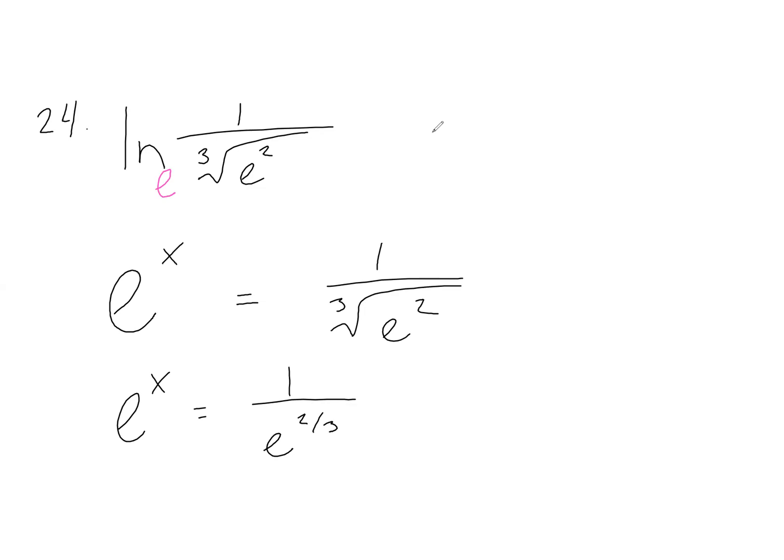And then I'm also going to move my base across the fraction line. And when you move the base across the fraction line, your exponent becomes negative 2/3 instead of positive 2/3. And then in that case, x is negative 2 over 3. And then, let's see, 32 is our next one.